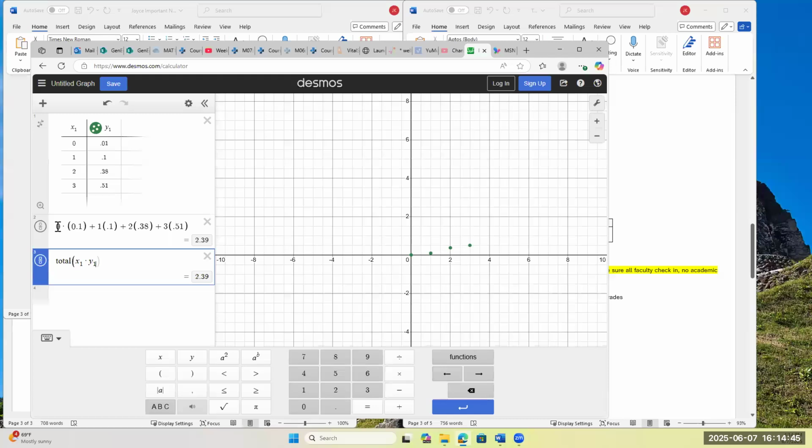And you can see it does all of this calculation for me, so I don't have to type this all out, which would be really convenient if I had even more probabilities that I needed to sum. That is your help for expected value.